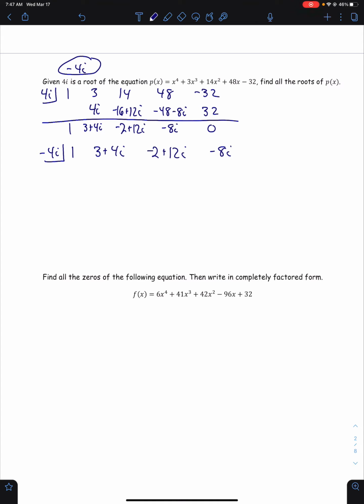So let's see. Let's do synthetic division again. We drop down the 1, negative 4i times 1 is minus 4i. Oh, look at this. Add down. You're going to see the i's are going to cancel, and it should. So 3 times negative 4i is minus 12i. Negative 2. Negative 2 times negative 4i would be 8i. 0. So so far we have a root of 4i, a root of negative 4i, and now this is x squared plus 3x minus 2. We've got to find the roots here.